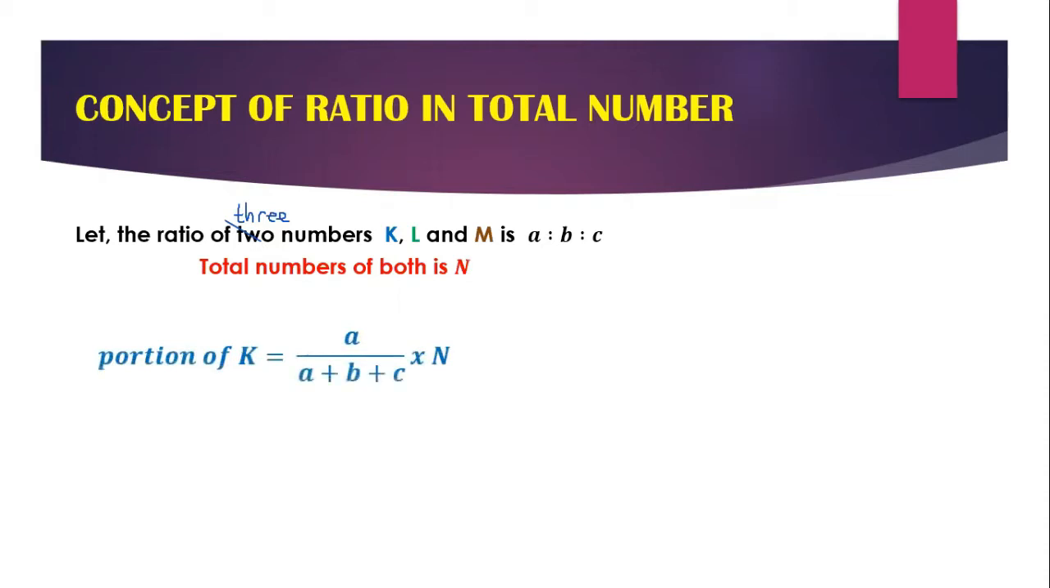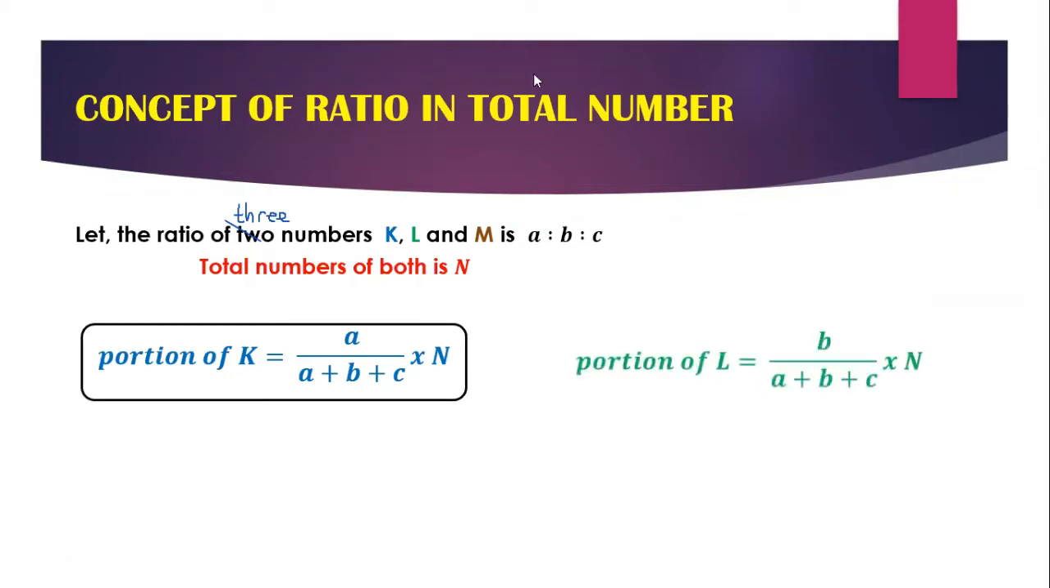So the portion of K is A over A plus B plus C times N. Right? This one, A over all the ratio times N. Is it?